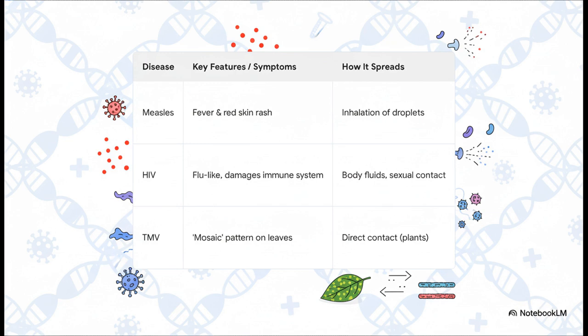Then there's HIV, which is so dangerous because it attacks the immune system itself. It's spread through bodily fluids. And finally, an example from the plant world, tobacco mosaic virus, or TMV. It creates that discolored mosaic pattern on leaves, which stops the plant from photosynthesizing properly and really stunts its growth.